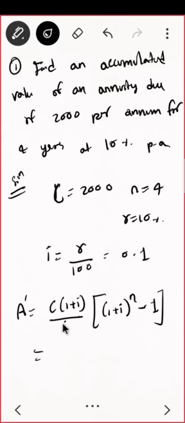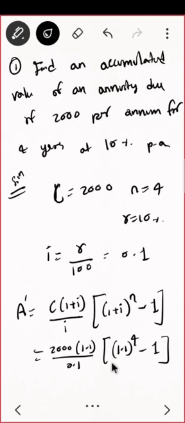So let us put the values. C is 2000. 1 plus i will be 1.1, upon 0.1, multiply by 1.1 raised to 4 minus 1. Just calculate it. What will 1.1 raised to 4 be? It will be 14641. Actually 11's powers are special, so I could write it easily.